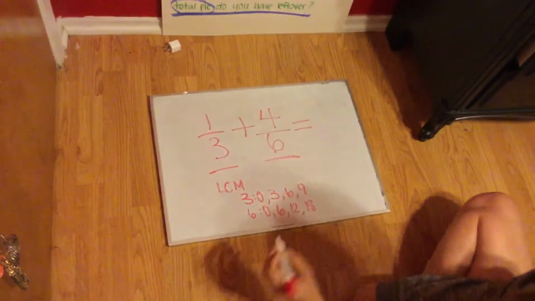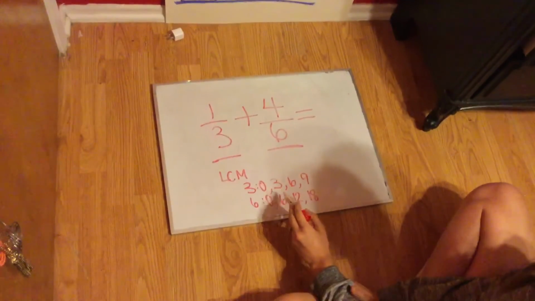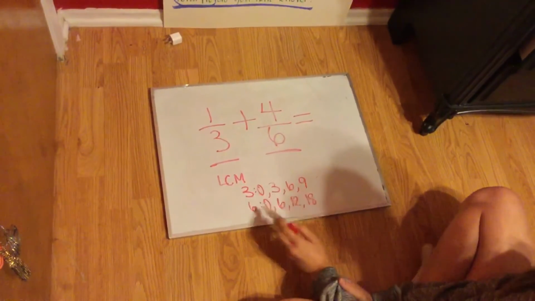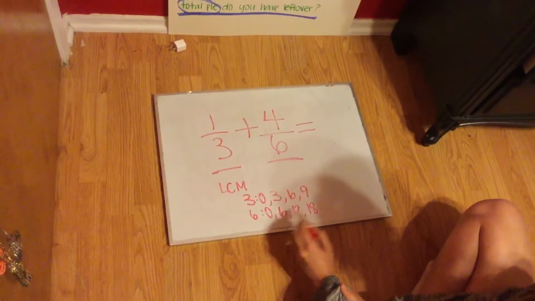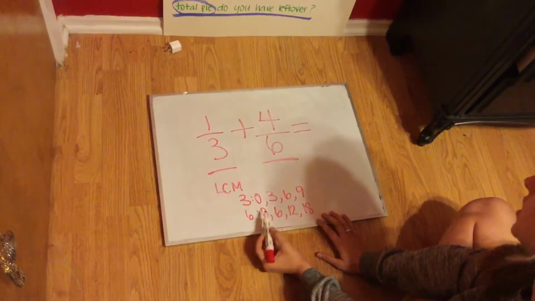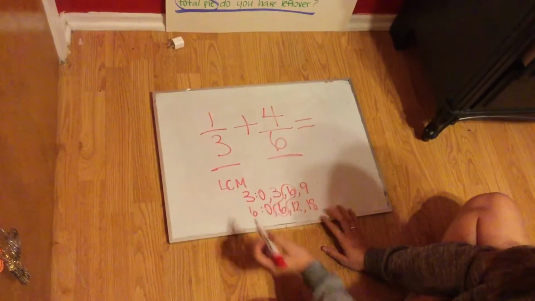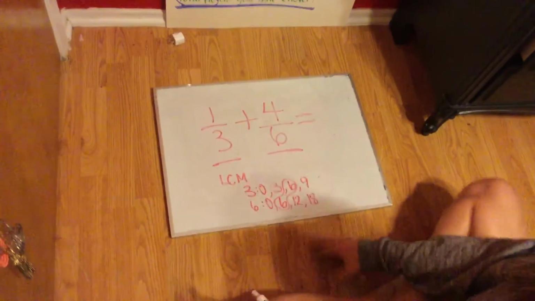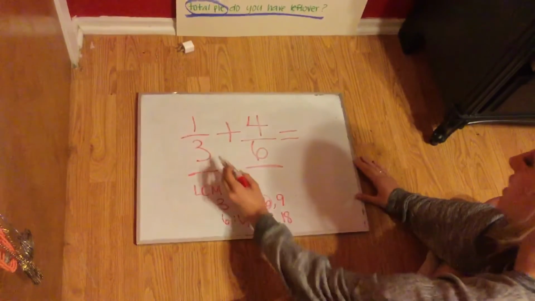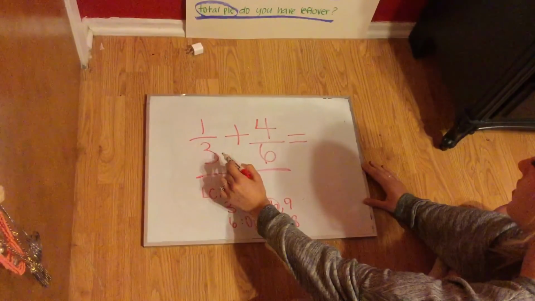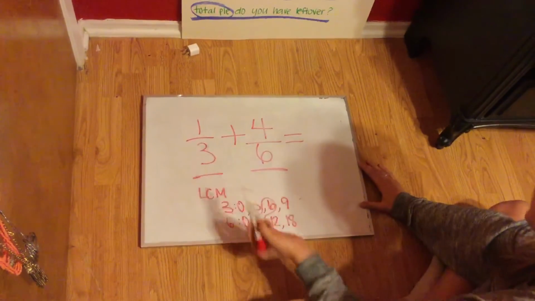So what we need to do is we need to find which number in each of these is the same for the least common multiple. So we can see that each of them have 6 in common, and that's the least number on here. So we know that we need to make 1/3. We need to make the denominator a 6.